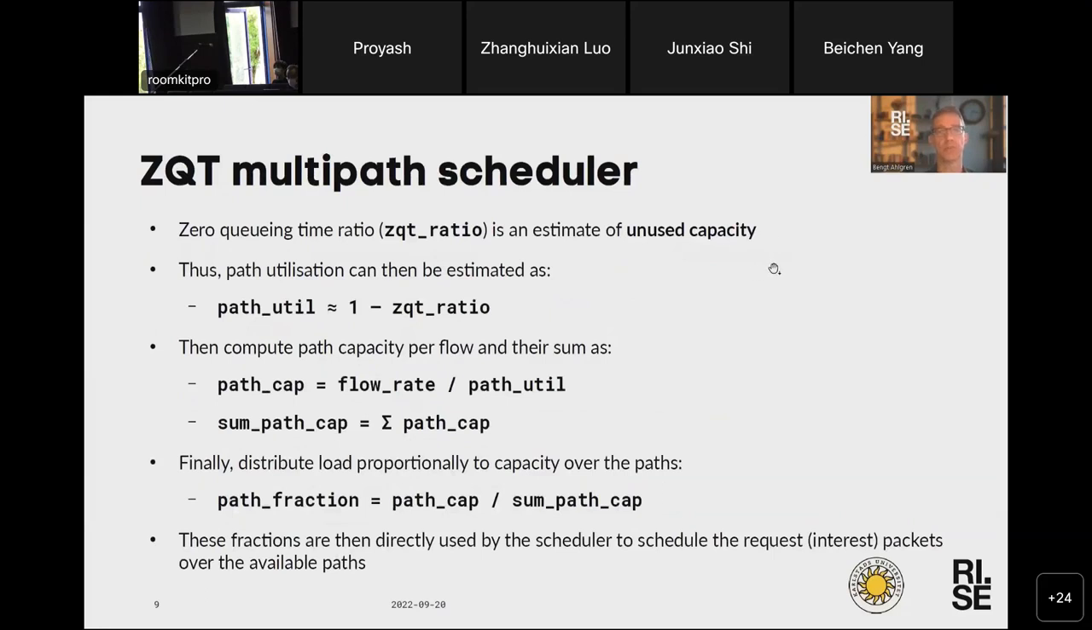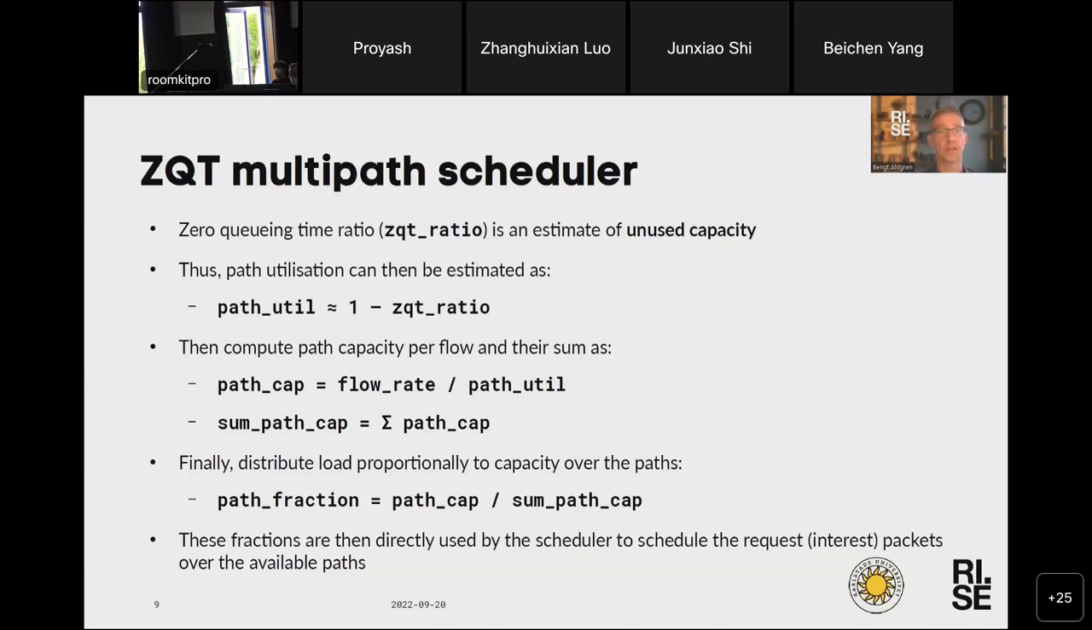Let me go to this slide first. So now that we have defined the ZQT ratio metric, we design the ZQT multipath scheduler as follows. The zero queuing time ratio is an estimate of unused capacity, as we have concluded. Then we compute the path utilization as 1 minus the ZQT ratio. Based on this, we can compute the path capacity for each of the available paths. We have to monitor the flow rate also, and we divide it by the path utilization, and we get a kind of path capacity. Then we sum up all the path capacities to get the total path capacity available for this flow.